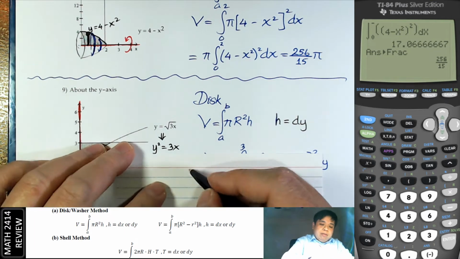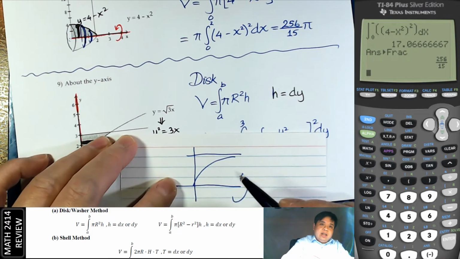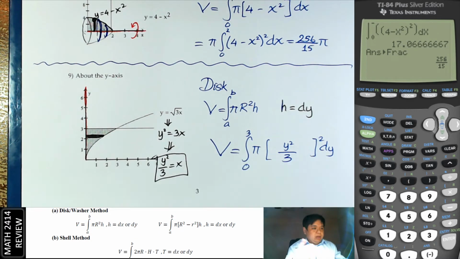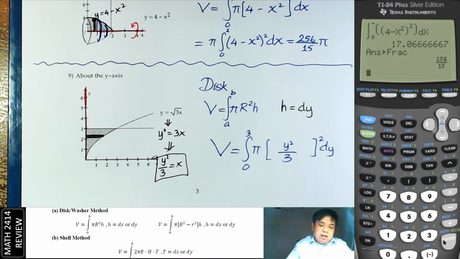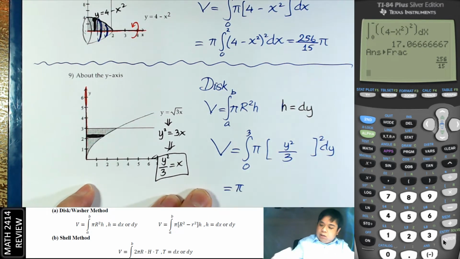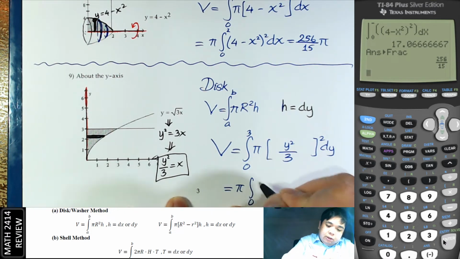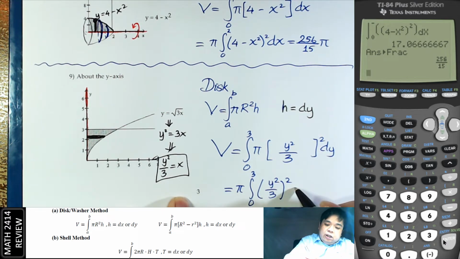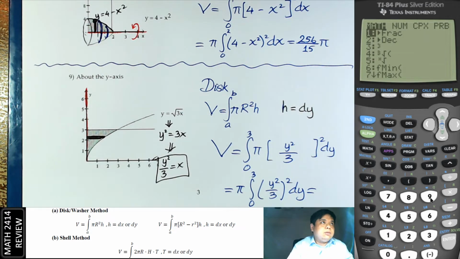Now, if we have this problem and we rotate about the x-axis, then we have the inner radius and the outer radius. But in this case, it's this method, so there's only one radius. And then again, we can factor out the pi. And then we just have y squared over 3, squared, dy, from 0 to 3.